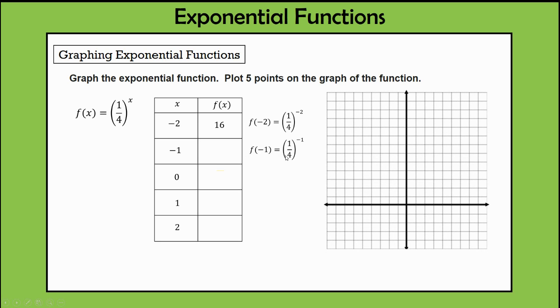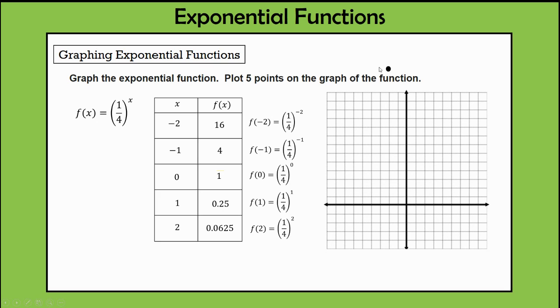Okay, and then f of -1 is 1/4 to the -1 power. That's 4. Okay, f of 0, anything to the 0 power equals 1. F of 1, 1/4 to the first power is 0.25, or 1/4 if you want to write a fraction. Okay, f of 2 is 1/4 to the second power. That's actually 0.0625. That's 1/16 if you want to write a fraction. So input, output, input, output, all the way down through. These are ordered pairs.